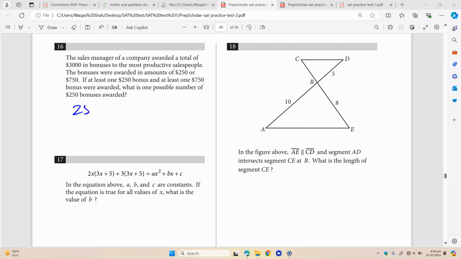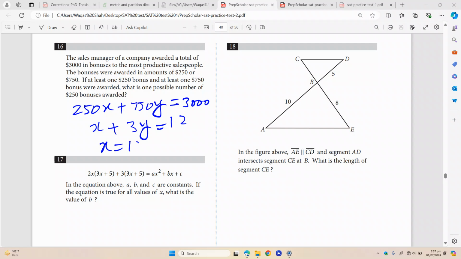Let's say x is the number of bonuses of 250, and y is the number of bonuses of 750, and the total amount is 3000. Okay, so if we simplify it by dividing every term by 250, we will get x, and dividing 750 by 250 will get 3, and then 3000 by 250 we will get 12. Okay, and you can see that x is equal to 12 minus 3y.